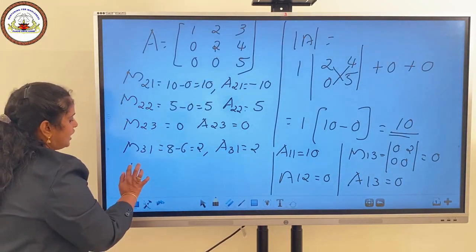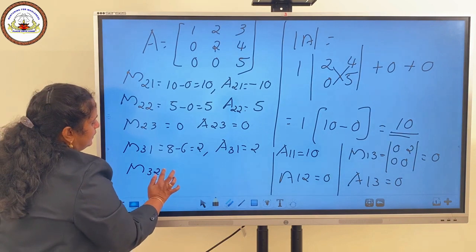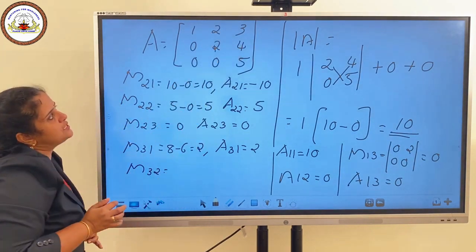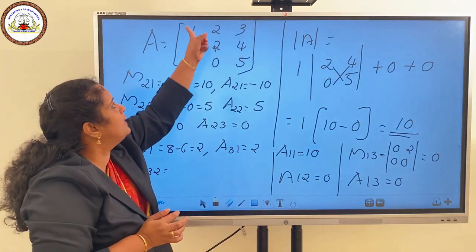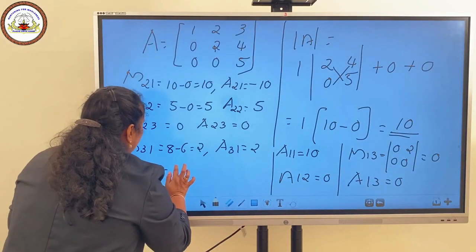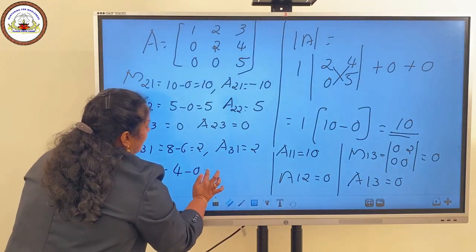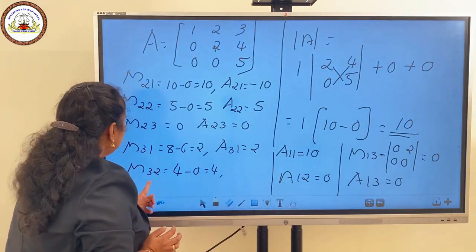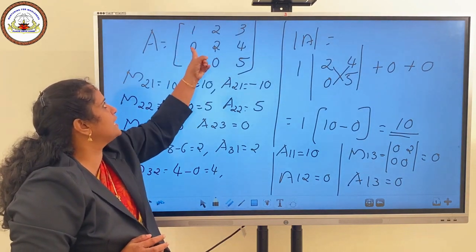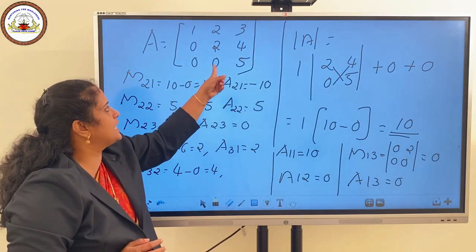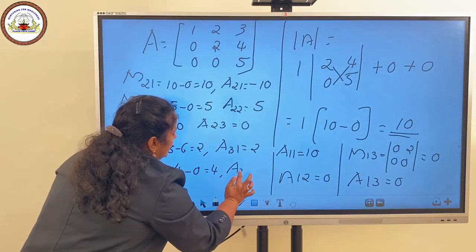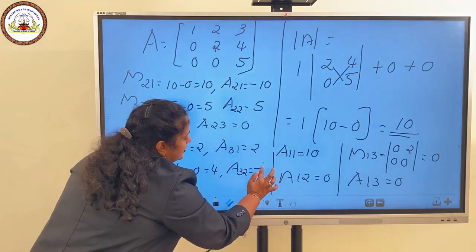Then we can find the minor of third row, second element. That means M32 is equal to, the corresponding rows and columns you should eliminate. The remaining elements you should write in the determinant form, that is 1, 3, 0, 4. 4 minus 0, the answer is 4. This third row, second element, that is positive, negative, positive, negative. This element is negative. Therefore, A32 is equal to minus 4.